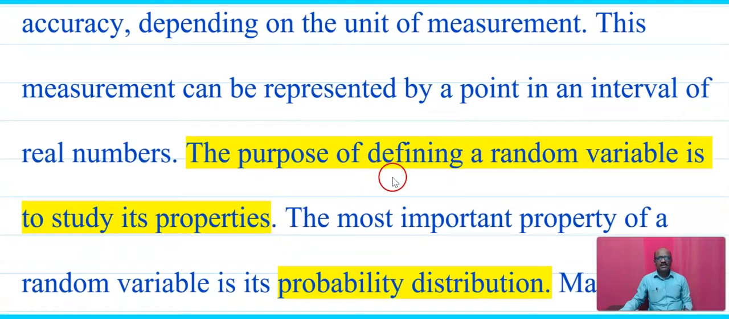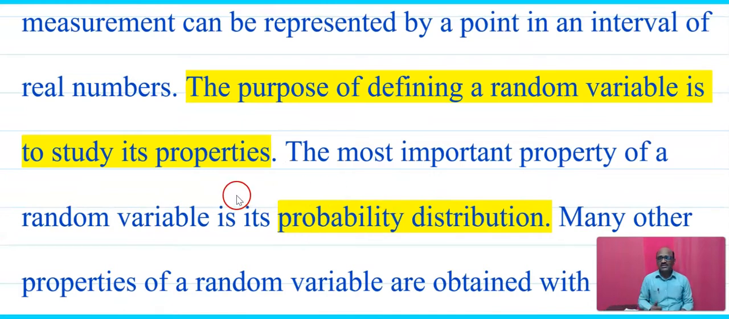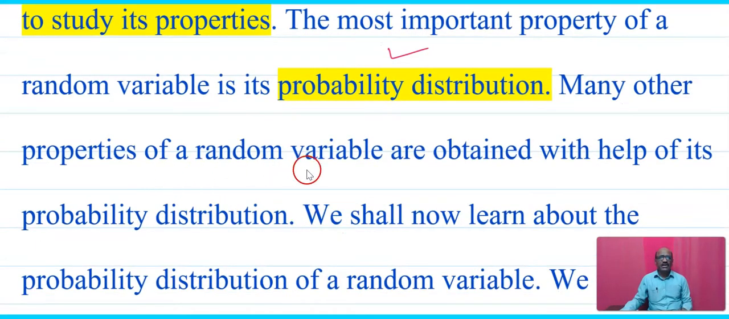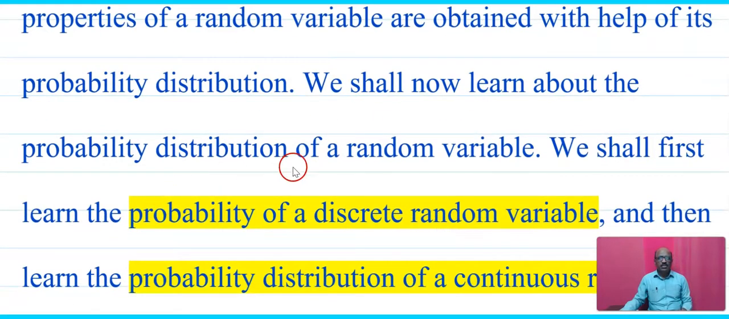The purpose of defining a random variable is to study its properties. The most important property of a random variable is its probability distribution, and this is the name of this chapter, that is, the probability distribution, how it is distributed. Many other properties of a random variable are obtained with the help of its probability distribution. We shall now learn about the probability distribution of a random variable.